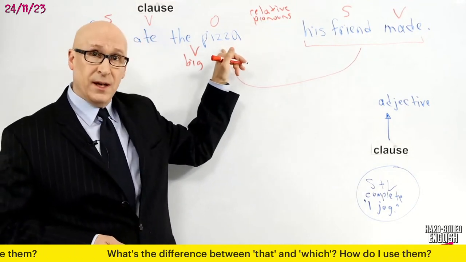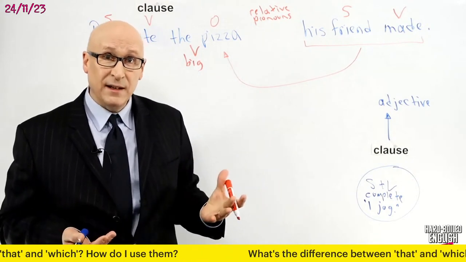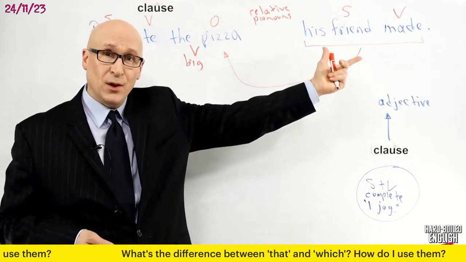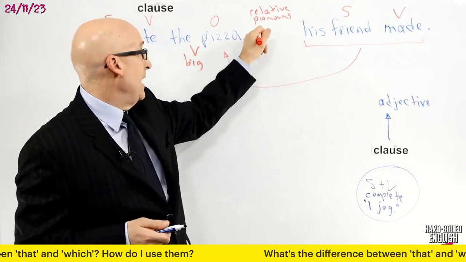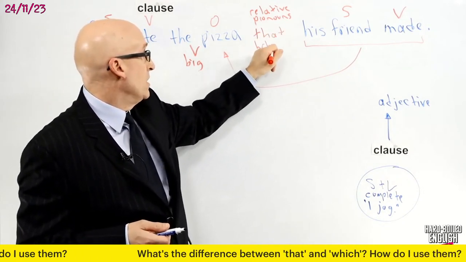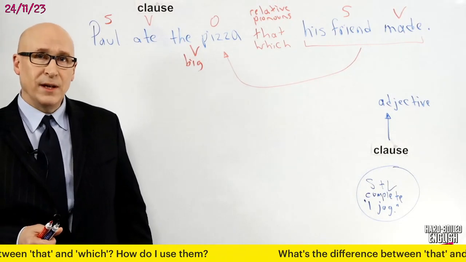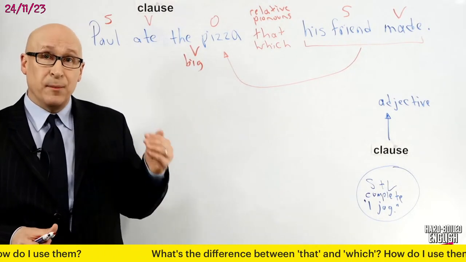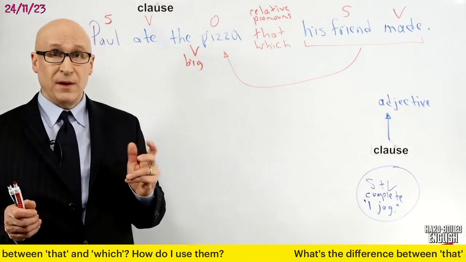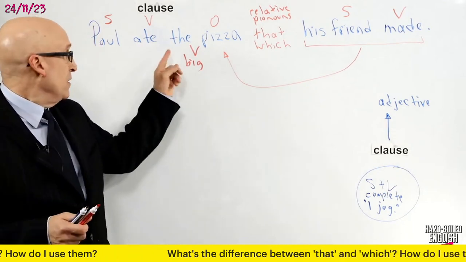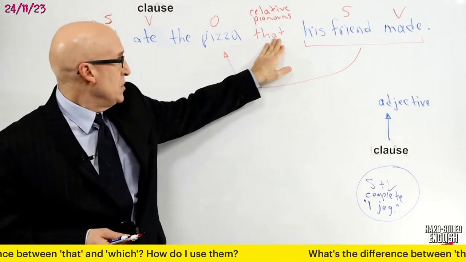Now, what kind of noun is pizza? Well, it's not a person, it's not a place, it's a thing. So if you're connecting an adjective clause to a noun and it's a thing, you have two choices. That and which. Okay? That and which. Paul ate the pizza. Which pizza? The pizza that his friend made. Now there's a lot of little complex rules about this. One of them is, if you're talking about a specific pizza with the word the pizza, you should use that.